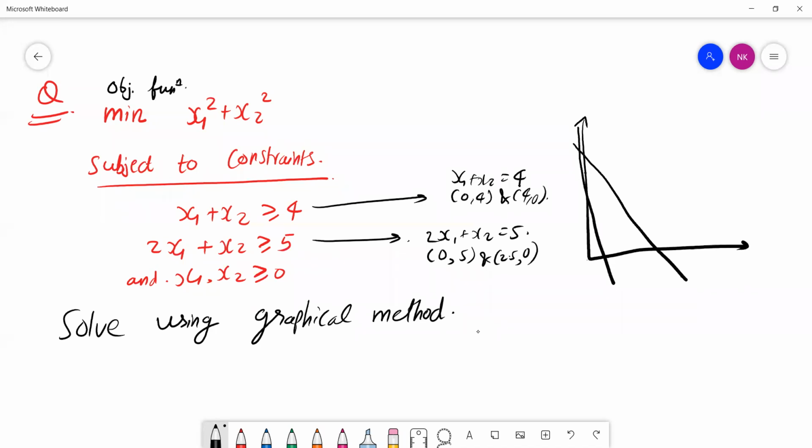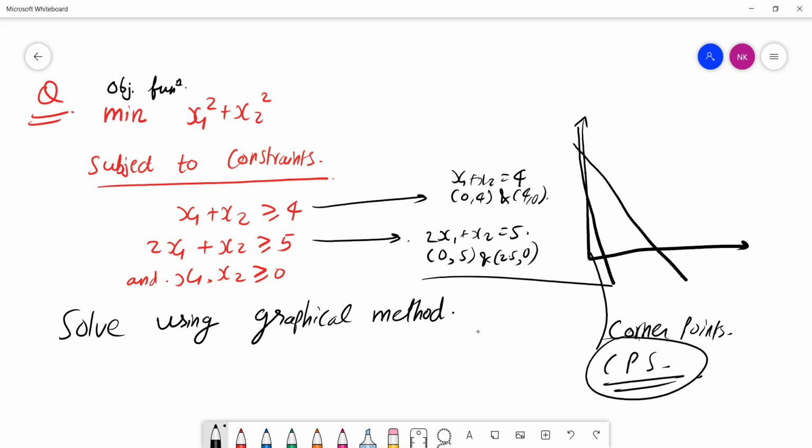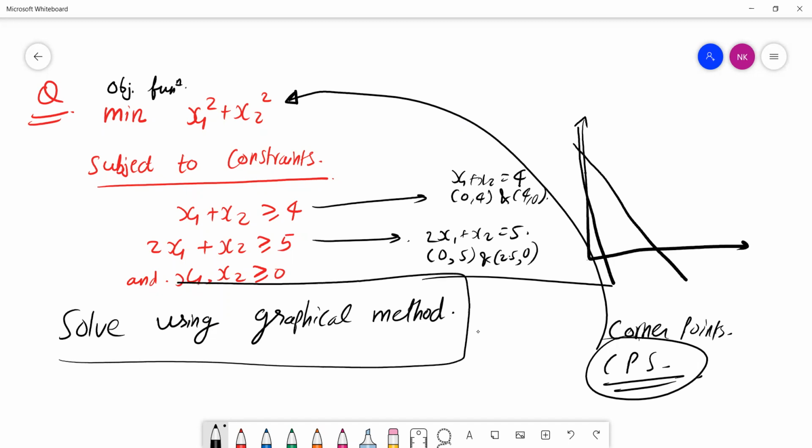So you can just draw it in the Cartesian axis, and you will have the feasible region. And from the feasible region, you can find the corner points, and from the corner points, you will have the corner point solution. And then you just put these corner points into the objective function to obtain the minimum value. So everybody will be doing this question using the graphical method, and you will be coming in the next lecture with the solution. Is the task clear to everyone?